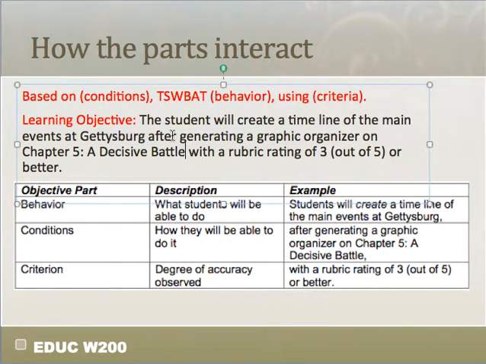So here's an example of a learning objective. The student will create a timeline of the main events at Gettysburg. So that is right here, this is the behavior. Then we have the conditions right here. And this is the criterion.